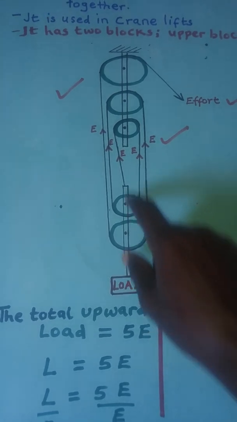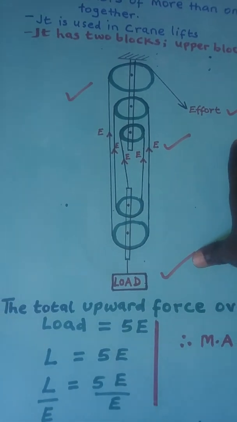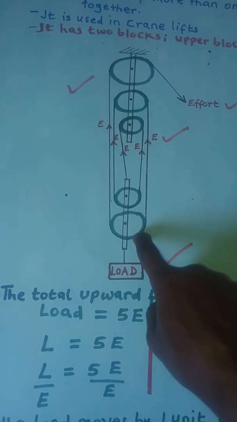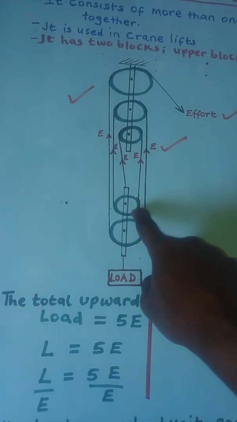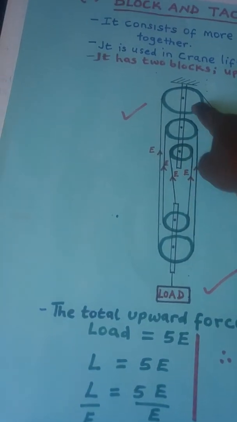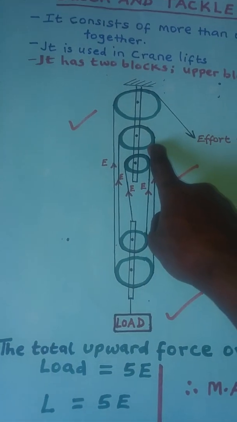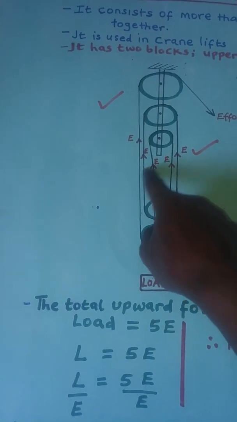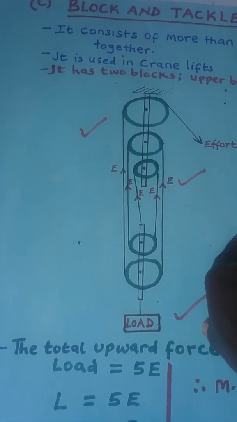When you are drawing these pulleys, be careful. Make sure the first one is small, the next one is bigger than this. You see? The first one is small, the next one is bigger than this, the next one is bigger than this. Why? Because if they are the same, you will find that these strings will touch each other, and yet they are not supposed to touch each other.